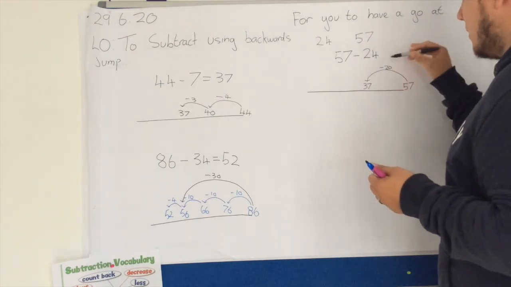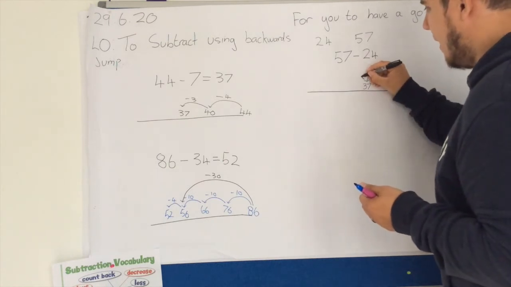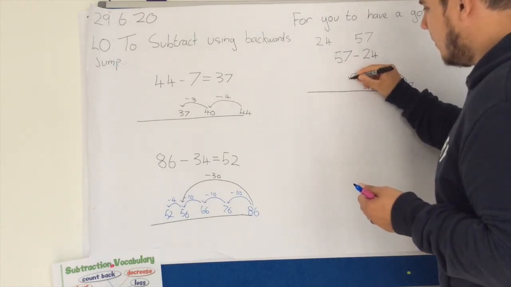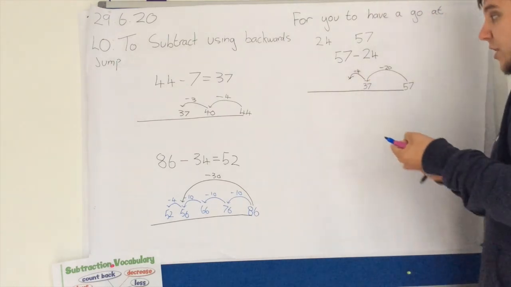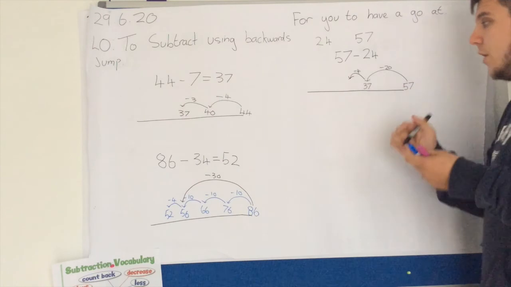So I've taken away my 20. Now I just need to take away my 4. Okay, 37, and I can do that in my head, or I can do 37, 36, 35, 34, 33.